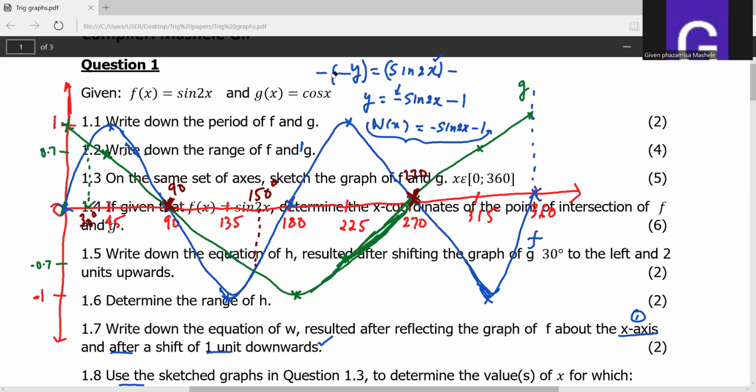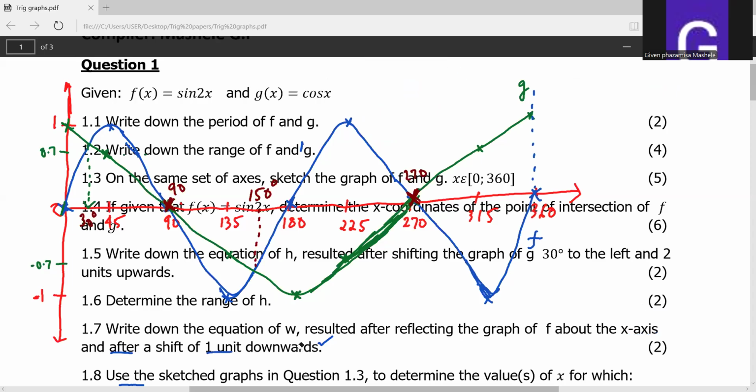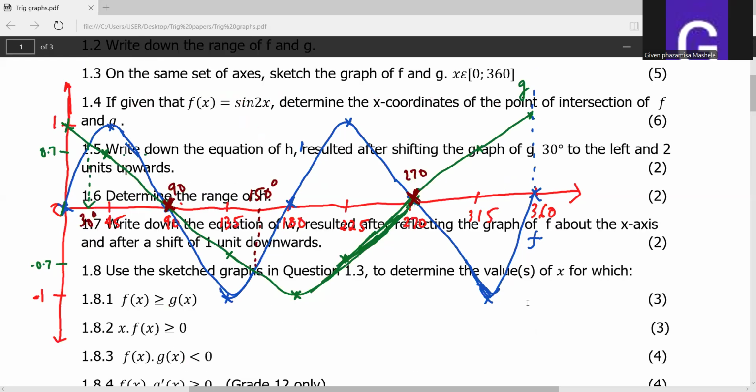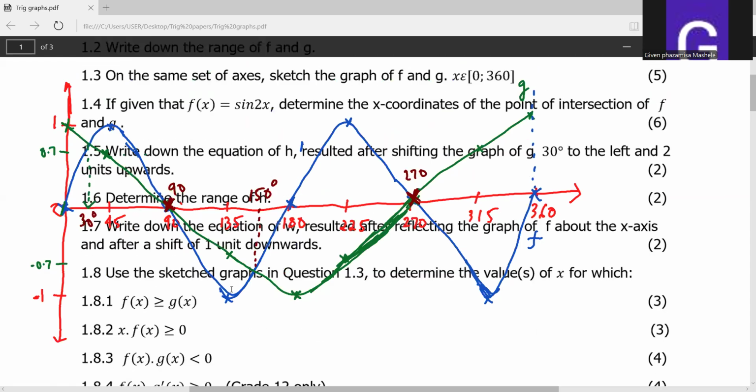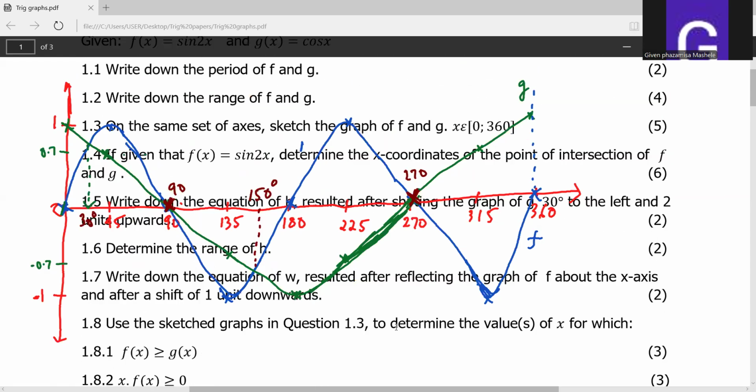Now, let us move on because I do not want to erase anything from the graph, because we have to use the graph to answer some of the questions that follow. Okay, let's start with the first one. First of all, they want us to know where f of x equals g of x. And secondly, they say use the sketch of the graph in question 1.3 to determine the values of x for which f of x is greater or equals to 0.